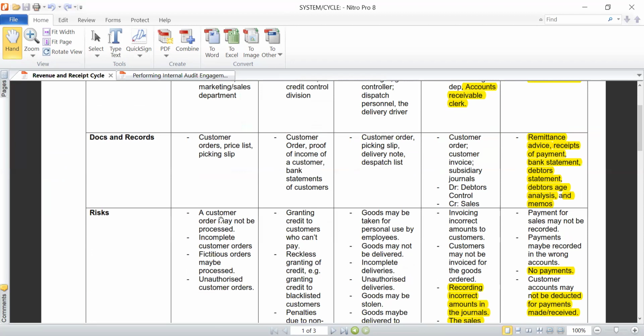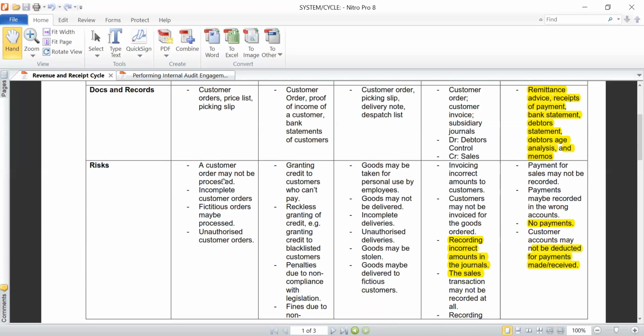So number one, a customer order may not be processed at all. A customer fills in their customer order form online, sends it through to the sales department of the relevant company, and the company does not process the customer order of a client. That's a risk. Those things do happen in real life, by the way. Or maybe the order is processed partly but never completed. In other words, incomplete orders may never be followed up and attended to promptly.